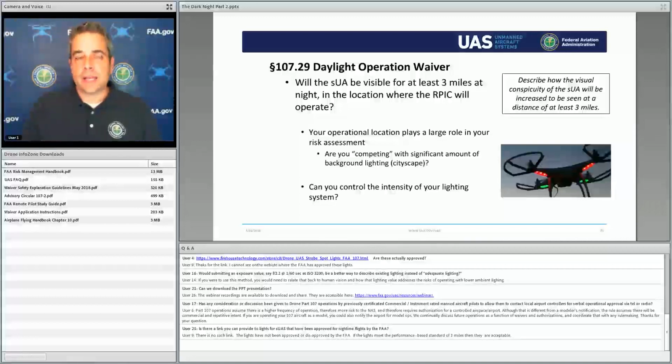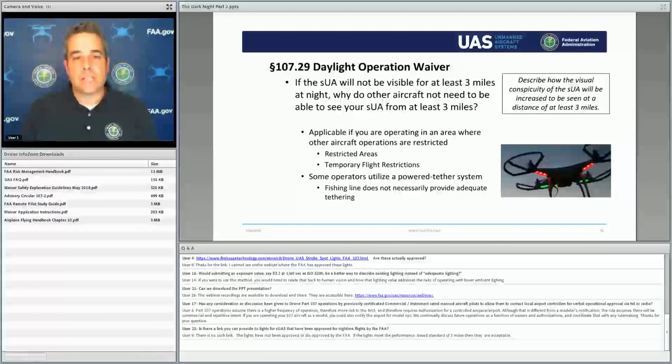So with lighting, and we mentioned this earlier, where you're flying plays a large role in what type of lighting you're going to need. If you're way out in the country and it's dark, you may not need very, very bright lighting. But if you're operating in a city or urban environment, then you may need a lot of bright lighting on your UAS because you're competing with that background lighting. If that's something that you can control, you can adjust the intensity on the aircraft's lighting. Let us know, because that's an important safety feature that you're going to use.